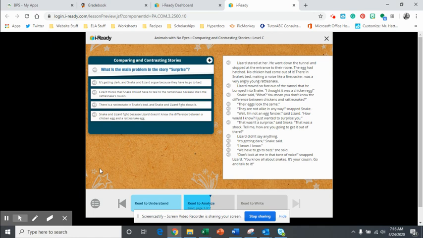Now, so you're focusing on what the problem is. Okay? Now, you're focusing on the problem of the entire story, not just a little section of it, the entire story. So go ahead and look at those 4 choices again and find the one that is talking about the problem of the entire story.